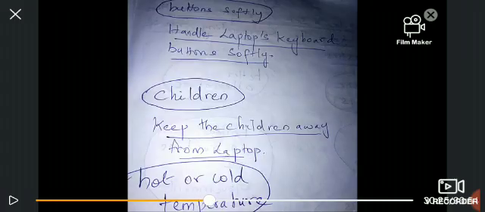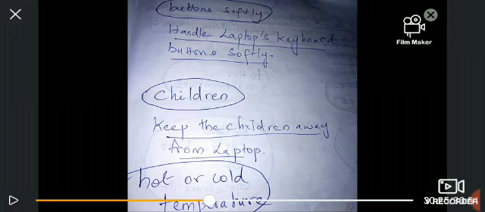And next one, buttons softly. Here I am talking about keyboard buttons, laptop buttons. Handle the laptop's keyboard buttons softly and smoothly, you can write. And next, children, keep the children away from the laptop.